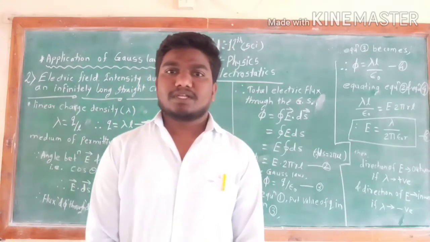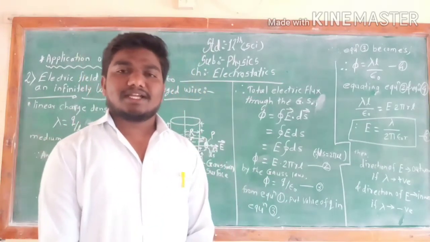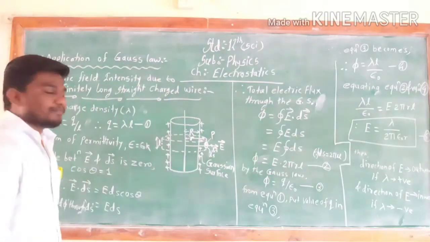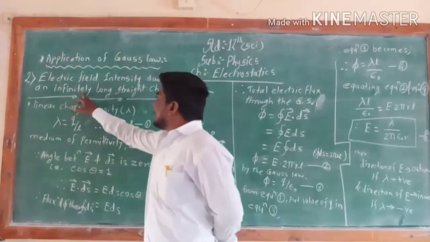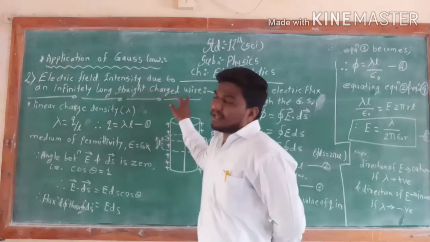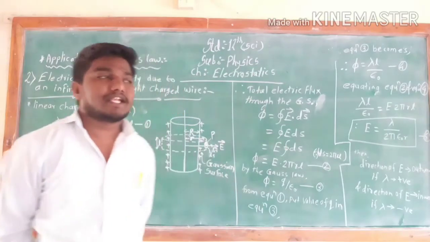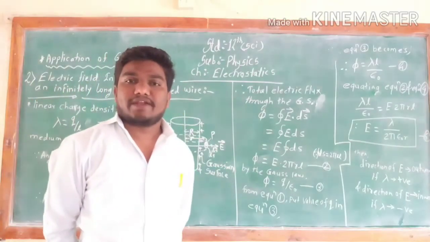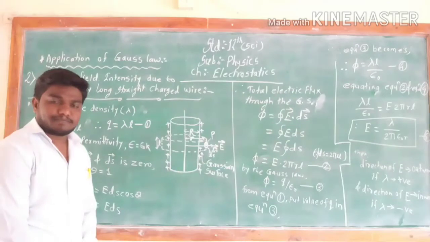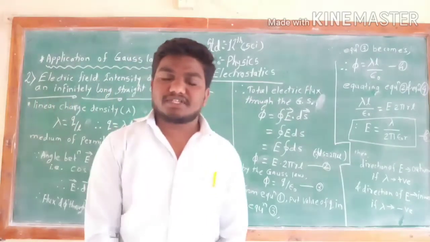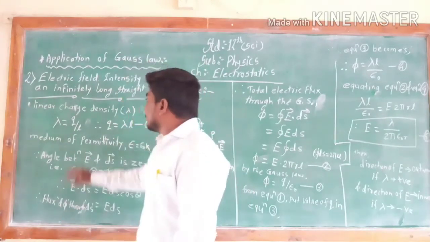Now, today we learn a second application of Gauss theorem. The second application is to determine electric field intensity due to an infinitely long straight charge wire or cylinder. At the last lecture we saw surface charge density. Now, in this application, we learn linear charge density.